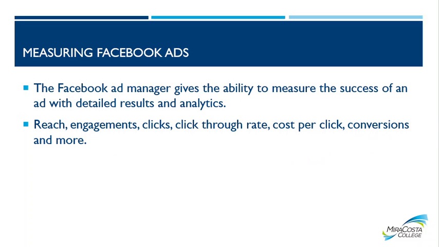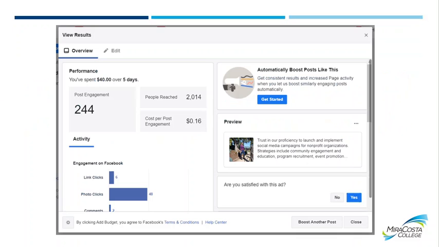Measuring your Facebook ads. You get insights through Facebook for free, through the Facebook Ad Manager, and you can also measure your Facebook ads through different scheduling apps like Hootsuite or Sprout Social. Usually you have to have the paid accounts for those. It doesn't work on the free accounts, but Facebook itself will provide you plenty of insights.